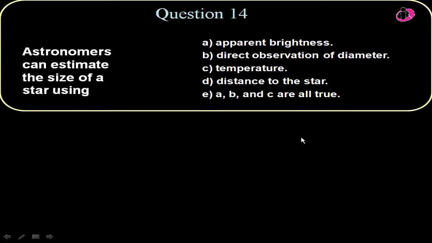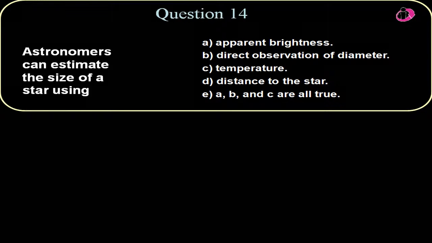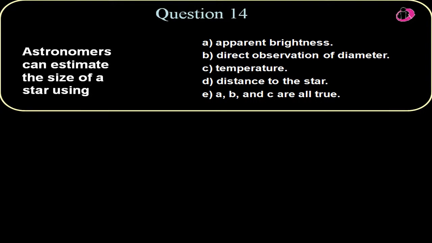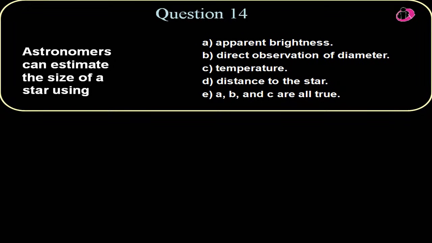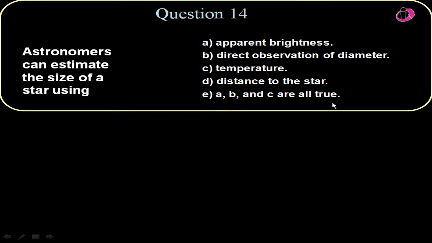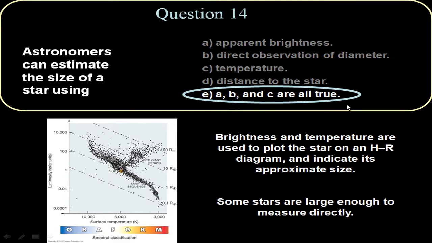Question 14. Astronomers can estimate the size of a star using, well, we get the size of a star if we know the distance to the star and its temperature and apparent brightness. So we can determine its actual brightness. So we need to know A, B, C in order to determine the size of the star. Brightness and temperature are used to plot the star on the HR diagram, indicate its approximate size, and then if we know its distance, then we can figure out its total size.